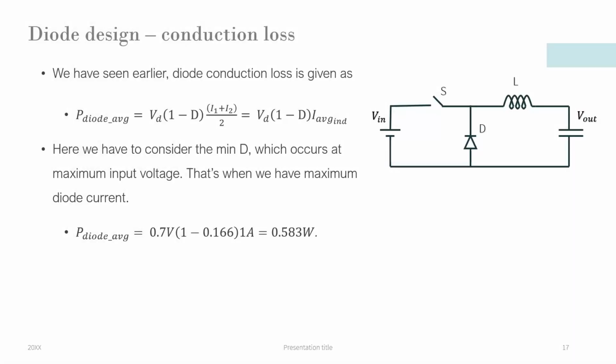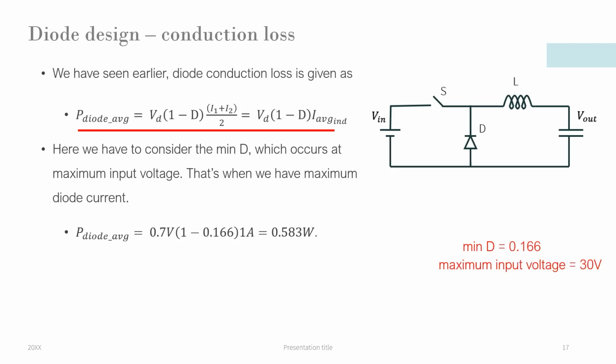Let us now look at the conduction loss of the diode. The conduction loss is given as shown in the equation here. We consider minimum duty cycle which occurs at maximum input voltage. This is when we have maximum diode current. Let us substitute these values in diode power loss equation to get 0.583 watts.